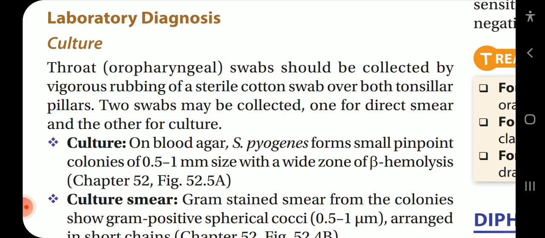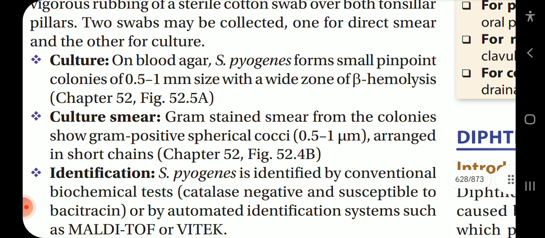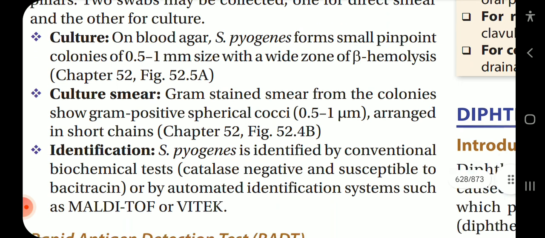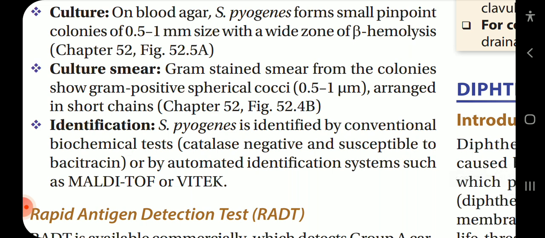Lab diagnosis. Culture. Throat oropharyngeal swabs should be collected by vigorous rubbing of a sterile cotton swab over both tonsillar pillars. 2 swabs may be collected, one for direct smear and the other for the culture. Culture on blood agar: Streptococcus pyogenes forms small pinpoint colonies of 0.5 to 1 mm size with a wide zone of beta hemolysis.